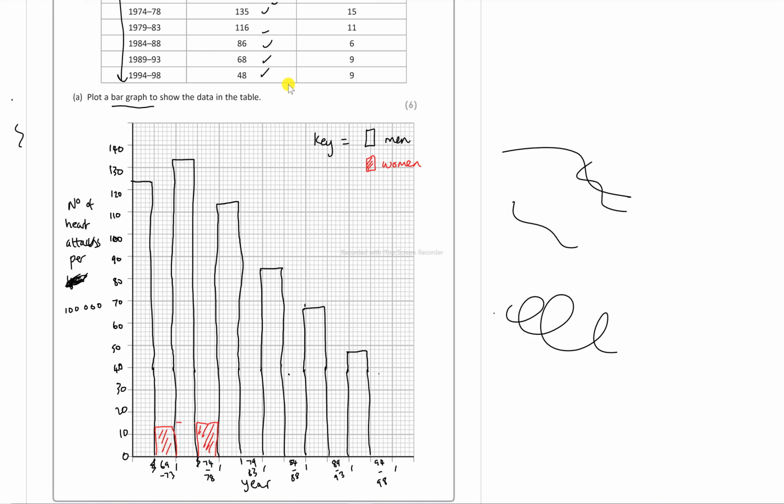We do 11 now. 10, 11 is there. Halfway between. I can't draw straight. So we've done 13, 15, 11, 6, 9, and 9. So we do 6. So that's 2, 4, 6 there. And 9 and 9. So 9 is there. And 9 is there, just below 10. Half a square below. There you go. That was painful. Hey, but it's done.